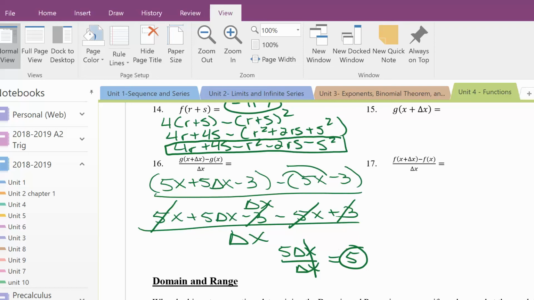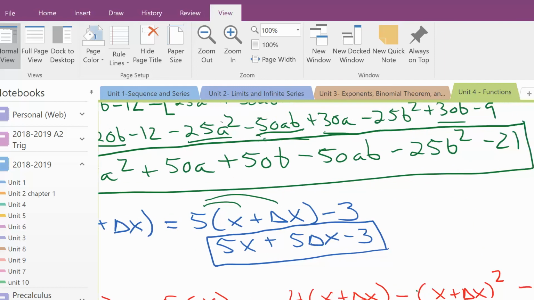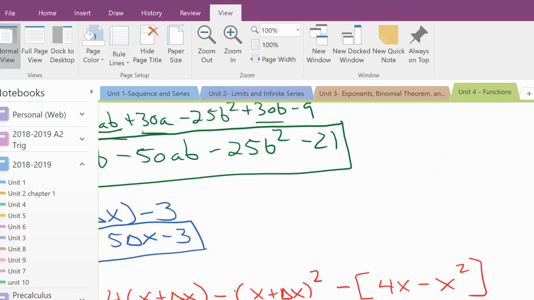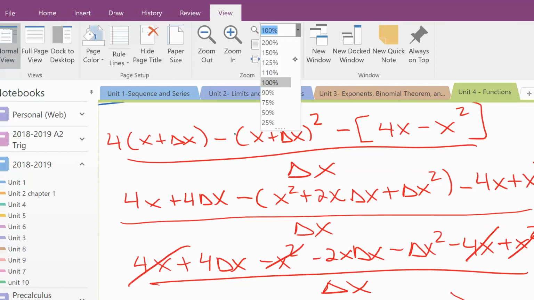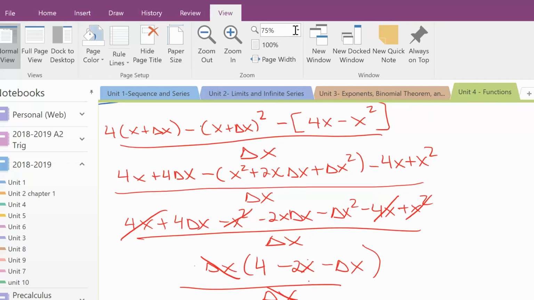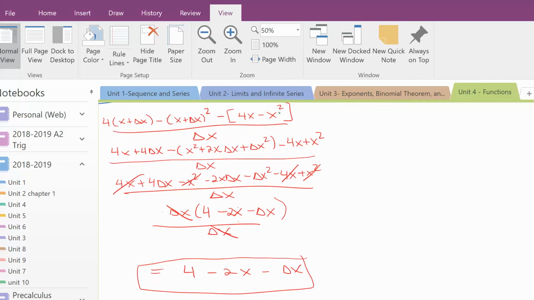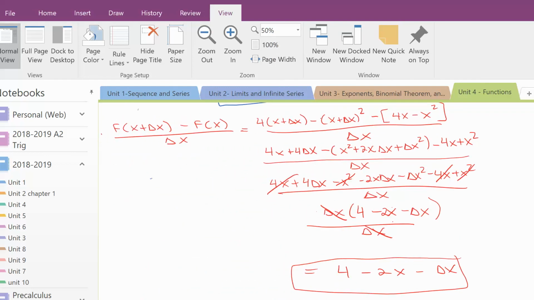Number 17 is similar with the f function, and I've written that one out already. So I'll scroll over to 17 here. Let me zoom in or out. So you have f of x plus delta x minus f of x all over delta x. So you substitute in, this is f of x plus delta x, and then this is f of x.